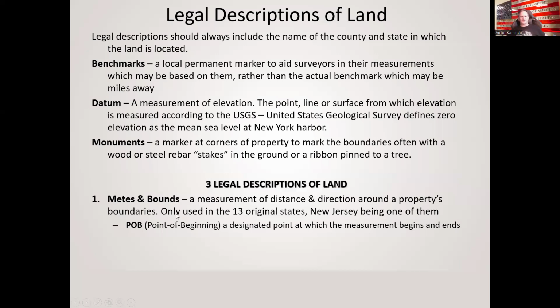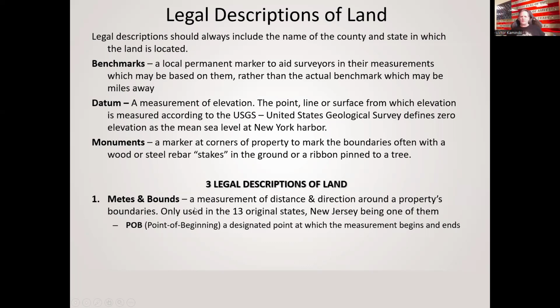So, legal descriptions of land. We went over benchmark, datum, and monuments already, and I'm going to keep building on this. With each version of this slide, I'm going to be adding an additional legal description of land. This first one, you don't need to snap a picture of. Snap a picture of the last one once we've got all 3 legal descriptions. That would be a great study note for you.